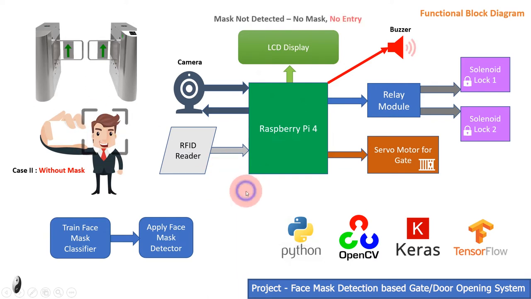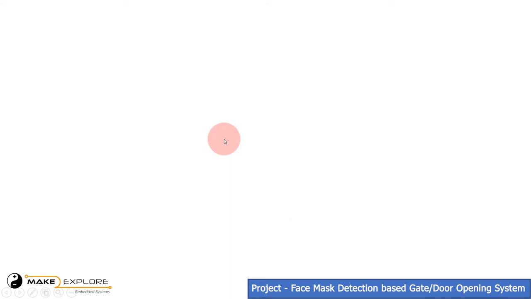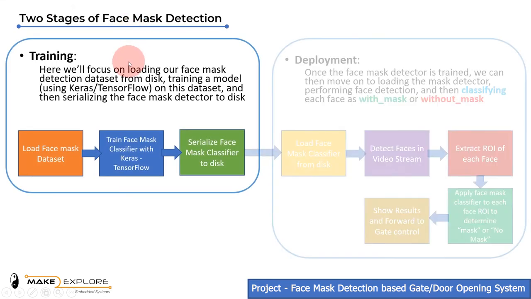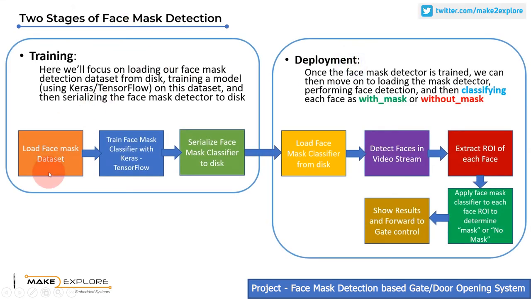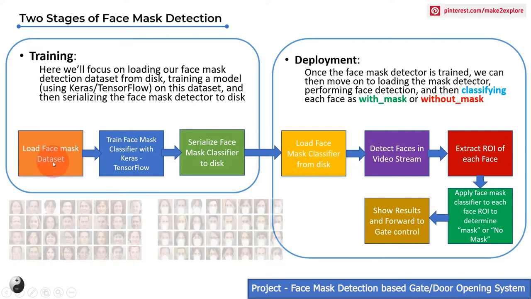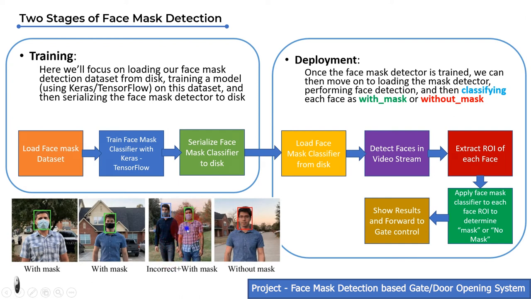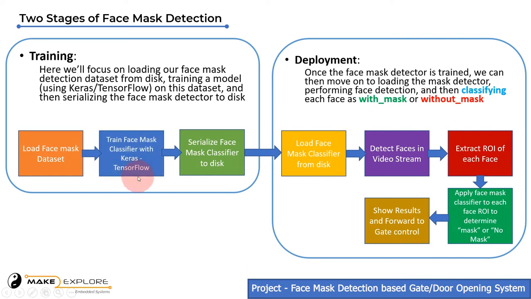All right. So, this was all about the functional block diagram and theoretical working of the project. Now, let's see important stages in face mask detection programming. As we have mentioned earlier, there are two stages in face mask detection: training and deployment. In the training part, we will focus on loading our face mask detection dataset from disk. This dataset will consist of different images of people wearing a face mask, also images of people wearing a face mask improperly and with no mask at all. After that, we will train a model using Keras or TensorFlow on this dataset. Then, we will serialize the face mask detector to disk.